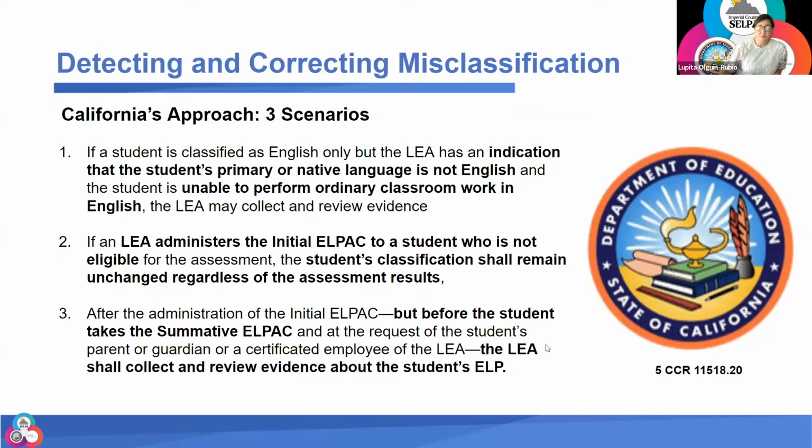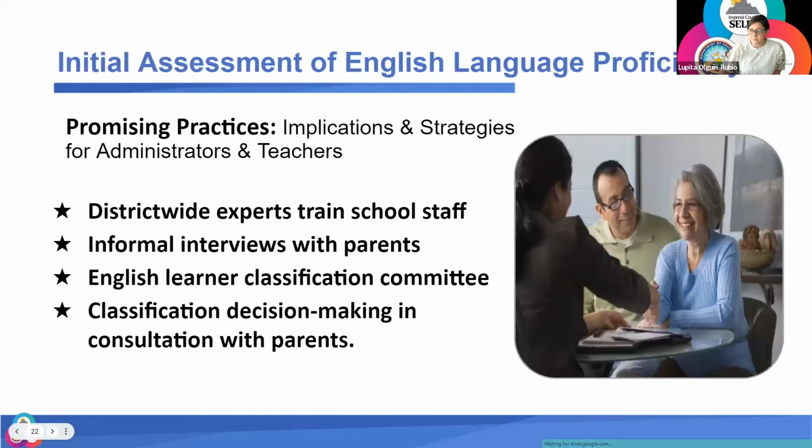So after the administration of the LPAC, but before the student takes a summative LPAC, we're able to make those changes. So the LEA can collect and review the evidence about the student's English language proficiency. These are conversations that you want to have with other folks who are working with the student as well as the parents, right? To be able to make these changes effectively and in a timely manner.